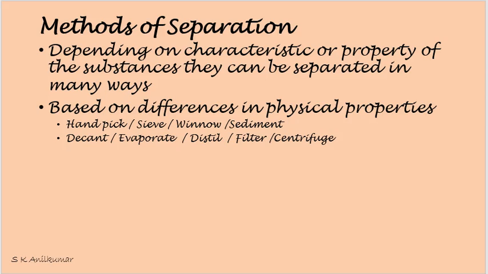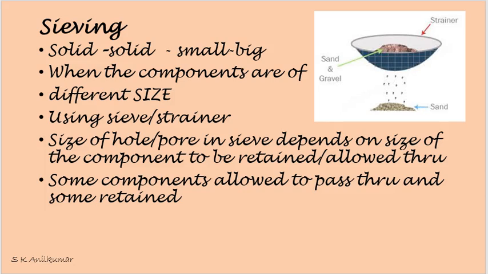What are the methods of separation? It depends on the characteristic or property of each of the substances in that mixture. There are many ways: hand picking, sieving, winnowing, sedimentation, decantation, evaporation, distillation, filtration, centrifugation. There are different methods based on the characteristics of the substances that form the components of the mixture.